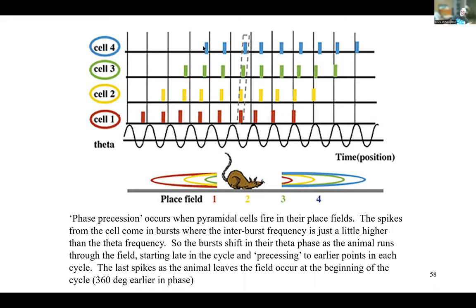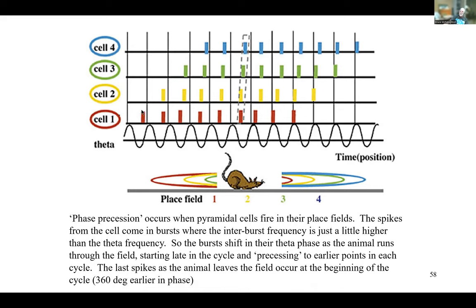Precession occurs anytime you have two oscillators that oscillate at a slightly different frequency, right? So you can see the blue cell is bursting periodically, but the frequency of the bursting, the interburst frequency, is just a little bit faster than the theta rhythm. And so it finishes a cycle a little bit earlier each time. And so as the animal runs through, it's shifted 180 degrees.